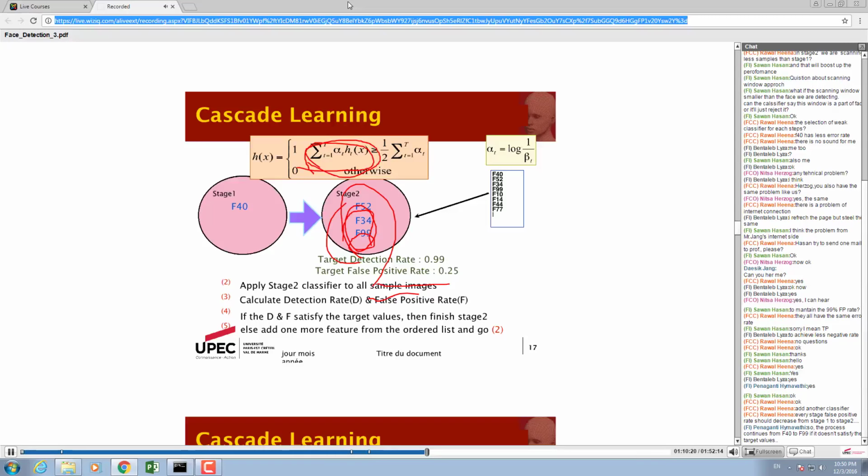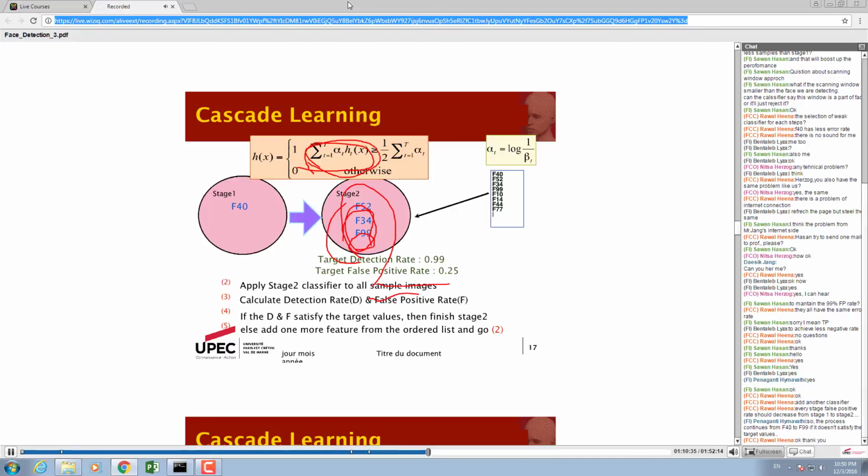When we are repeating this process, I mean between number 2 to 5, we have to check that we meet the target false positive rate. So we can check, and then at step 4, whether D and F satisfy. So here, D and F satisfy means the satisfied number should be 0.25 for F.